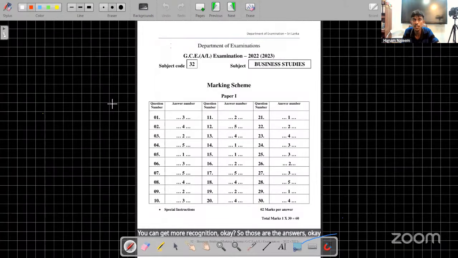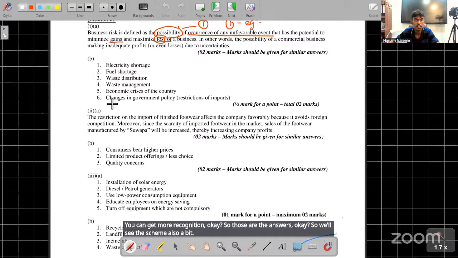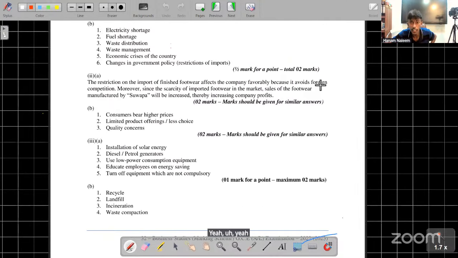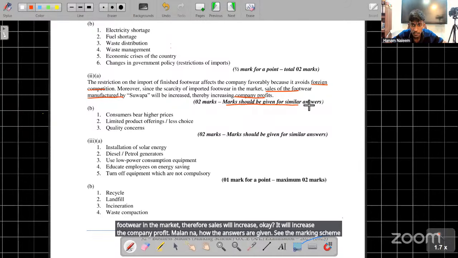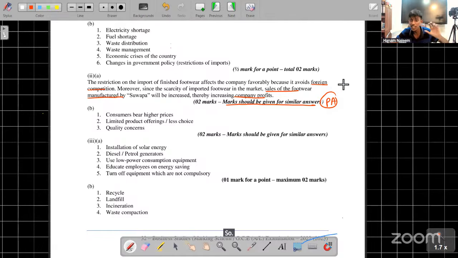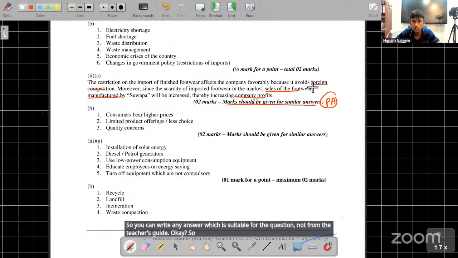Now we'll see the marking scheme also a bit. It avoids foreign competition, there is scarcity of imported footwear in the market, therefore sales will increase and the company profit will increase. Marks should be given for a similar answer, because the answer I gave you is a practical answer. You can write any answer which is suitable for the question, not only from the teacher's guide. It's better if you write in bullet points rather than as a sentence.